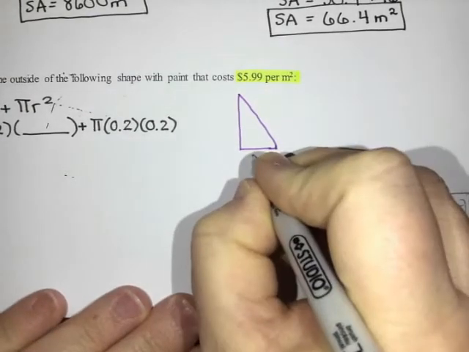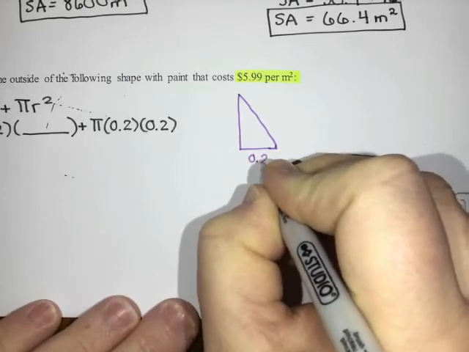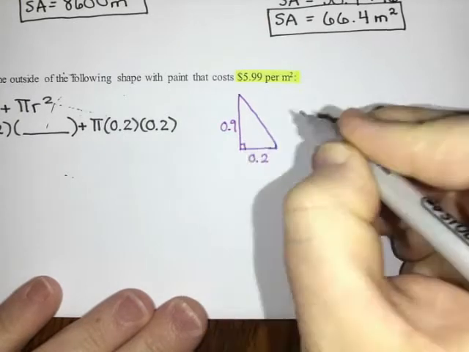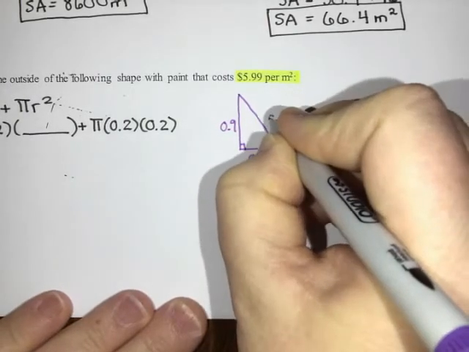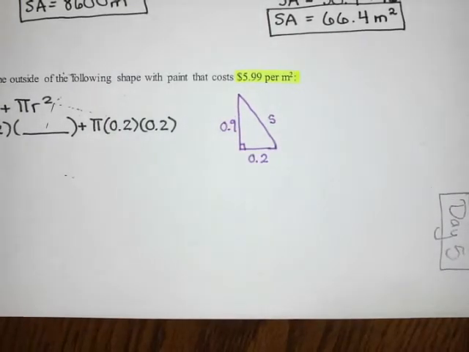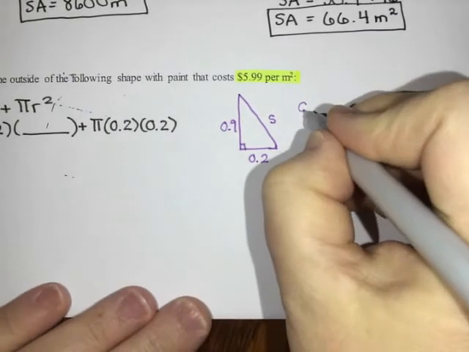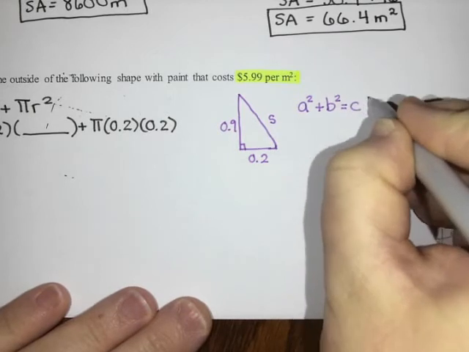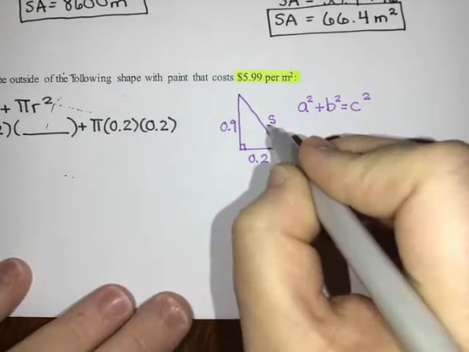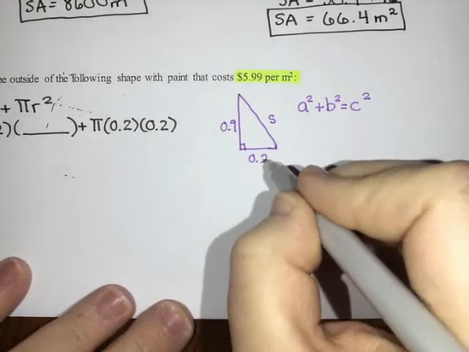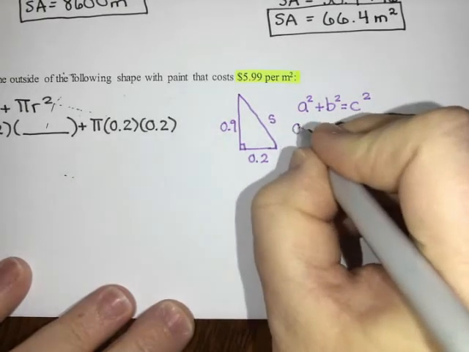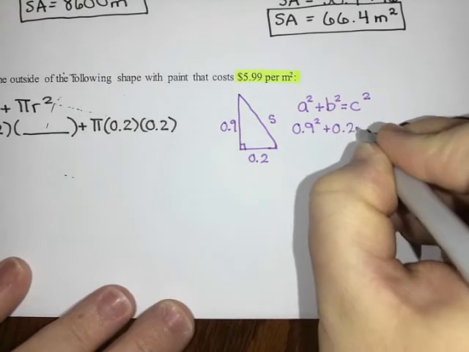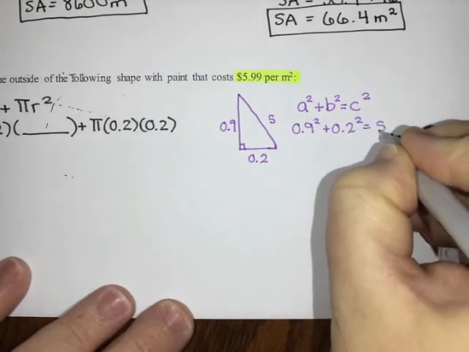I have 0.2, I was about to say 20, but we converted it, and then 0.9, and I'm trying to find the slant on this side. So I'm going to do a squared plus b squared equals c squared. We already labeled on the other picture that our A and B are these two sides here. So I'm going to do 0.9 squared plus 0.2 squared equals S squared.